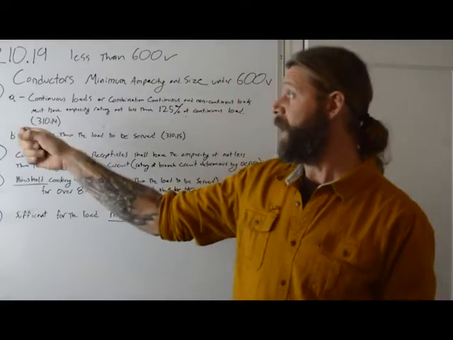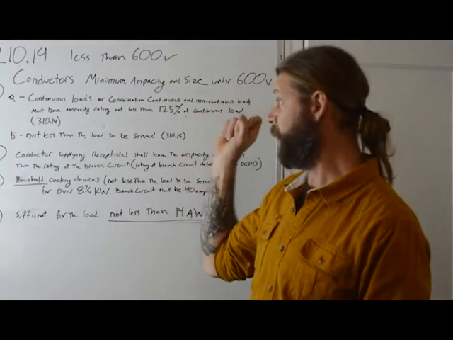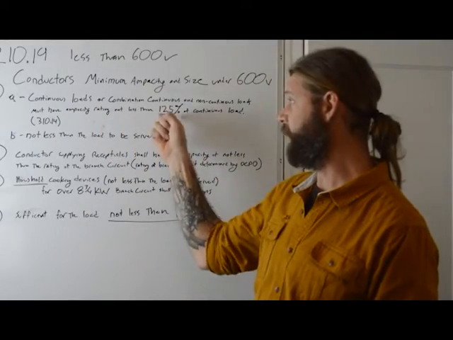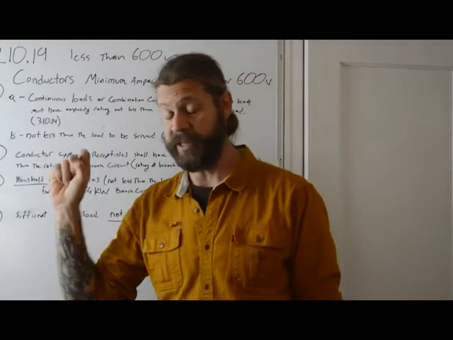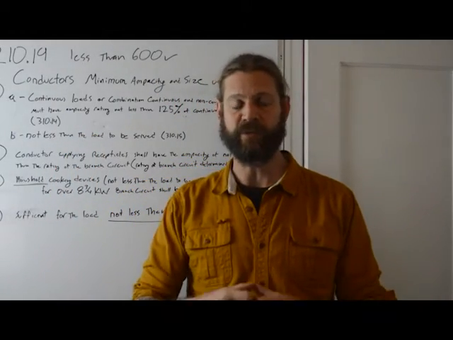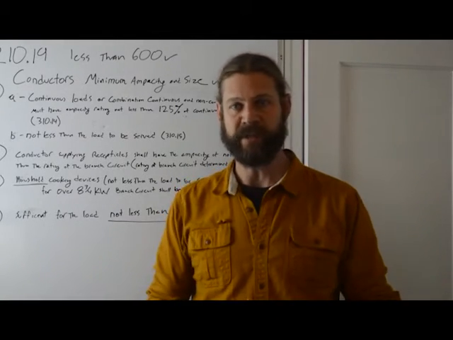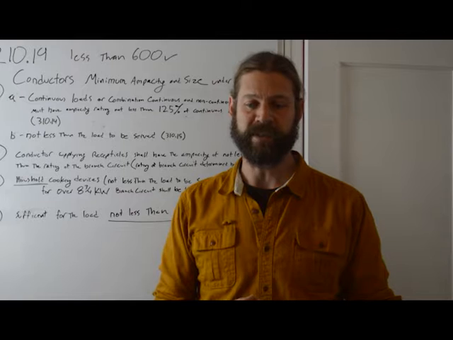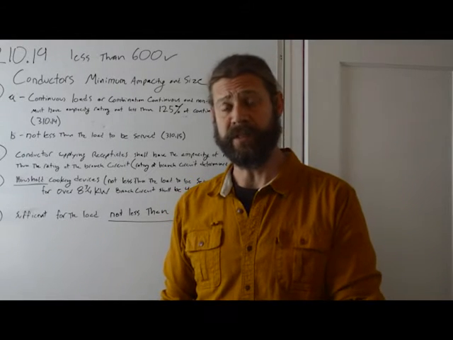Get into it. Okay, so 1A, continuous loads or combination of continuous and non-continuous loads must have an ampacity rating not less than 125% of the continuous load, referencing 310.14. So let's talk about what a continuous load is. A continuous load is a load that draws current for more than 3 hours at a time. Heaters are continuous loads. Lights in industrial buildings are continuous loads. Lights in houses are not continuous loads.